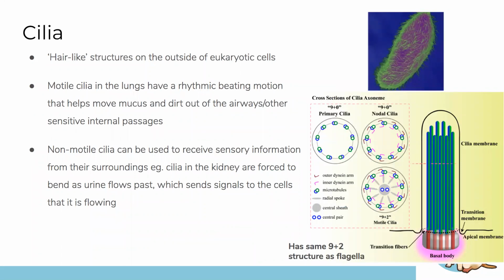Cilia are what you can find in your respiratory tract. They're finger-like or hair-like things that basically just move back and forth. The difference between flagella and cilia is that flagella really move.